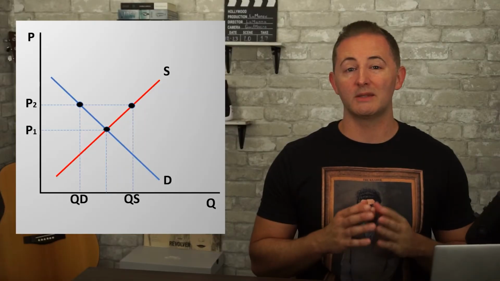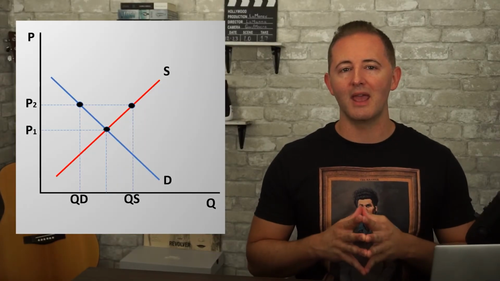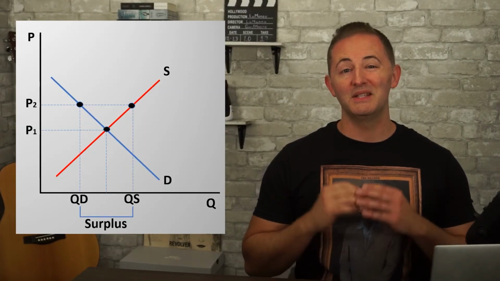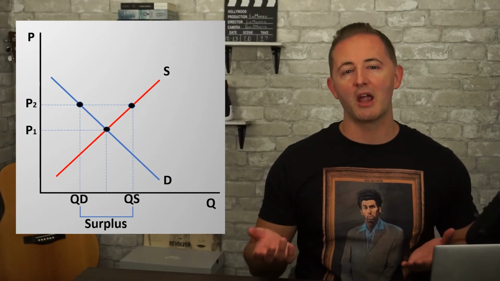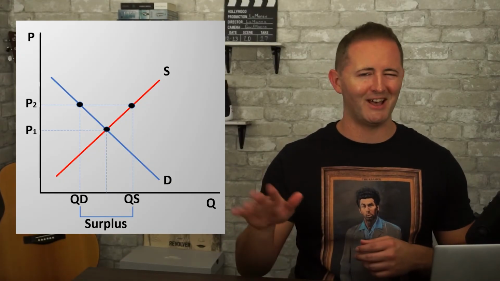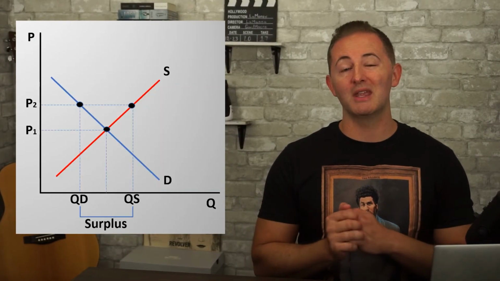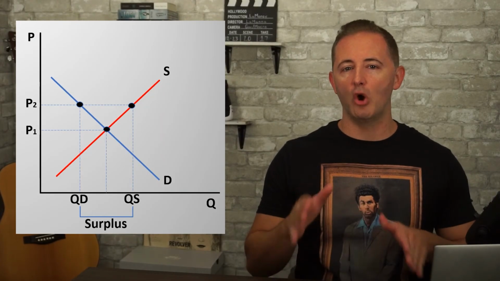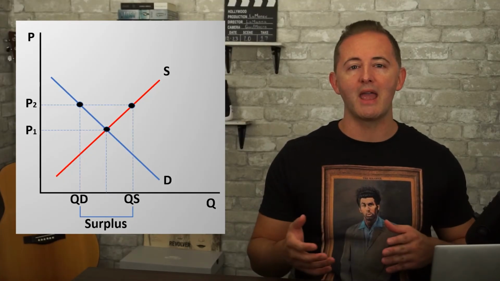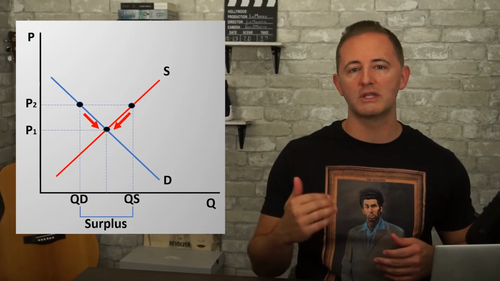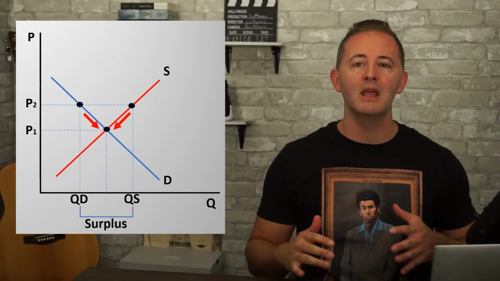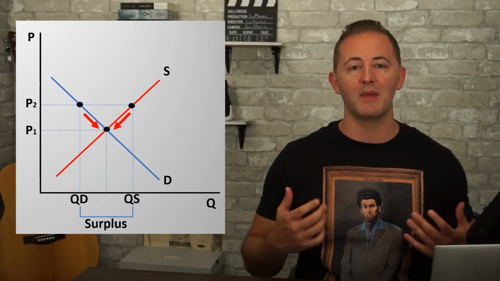At this price, the quantity supplied is greater than the quantity demanded, and this creates a surplus. Basically, sellers are willing to sell lots of the good at the higher price, but buyers are like, nah, we're good. So they'll only be able to sell QD units. The market is in disequilibrium. But don't worry, this signals that the price is too high, and this drives the price down towards equilibrium where the surplus is eliminated and quantity supplied equals quantity demanded once again.